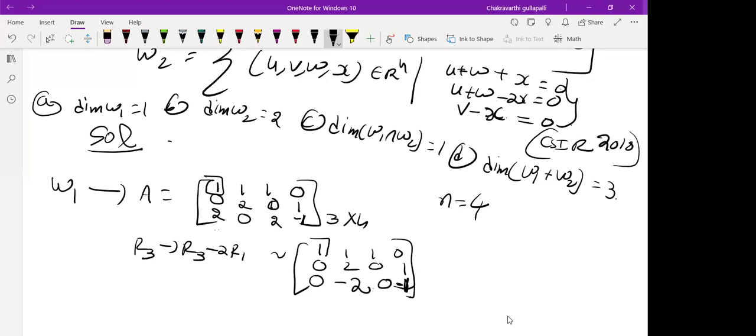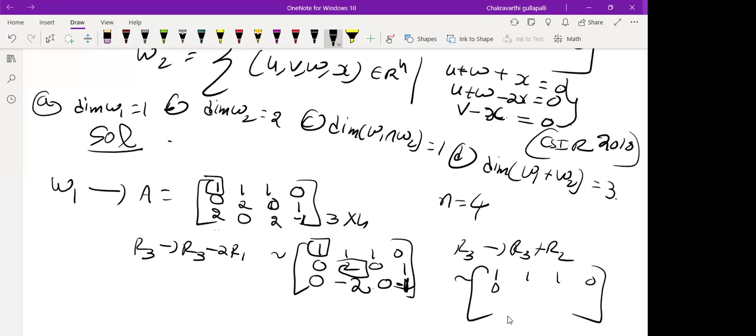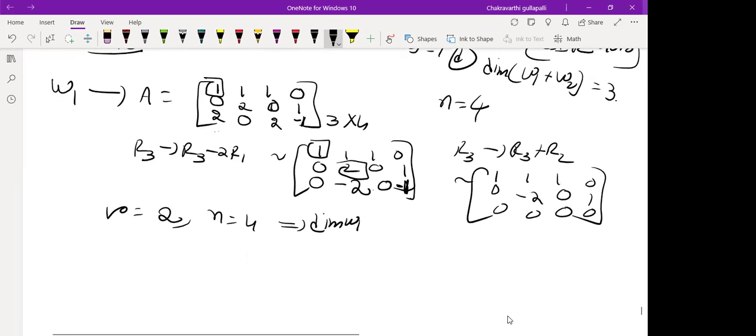So this is leader. This is leader. We have to make below 0. So R3 plus R2. Therefore, this reduces to 1, 1, 1, 0, 0, minus 2, 0, 1, 0, 0, 0. So R is 2. This is in echelon form. N is 4. So what is dimension of W1? N minus R, which is 4 minus 2, which is 2.